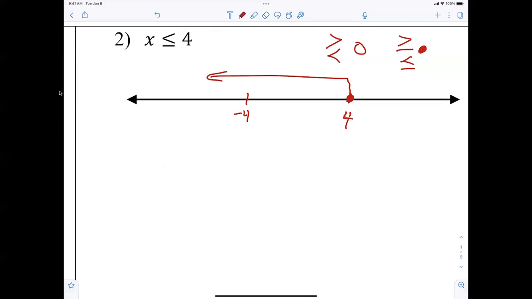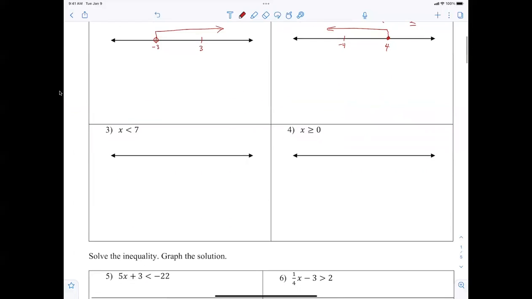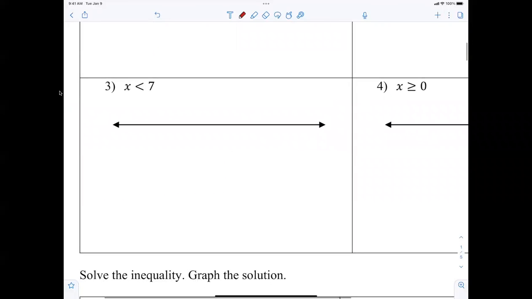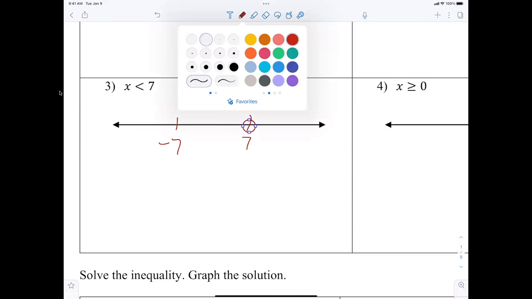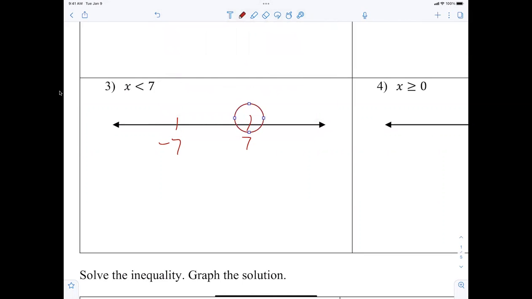So now let's take a look at number 3. So I have x is less than 7. So I have a 7 here. I have -7. If I am less than 7, open circle, right? And then less than. Shading to the left. Everybody good with that?